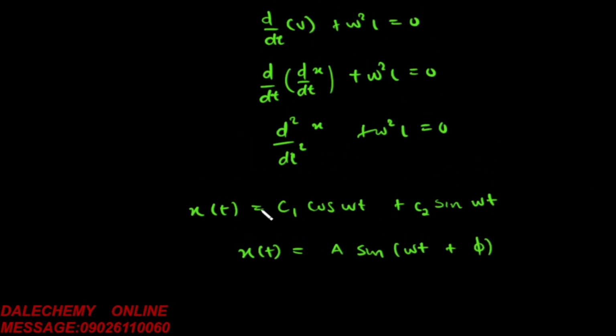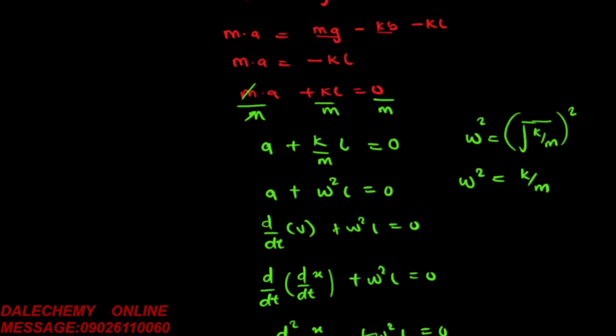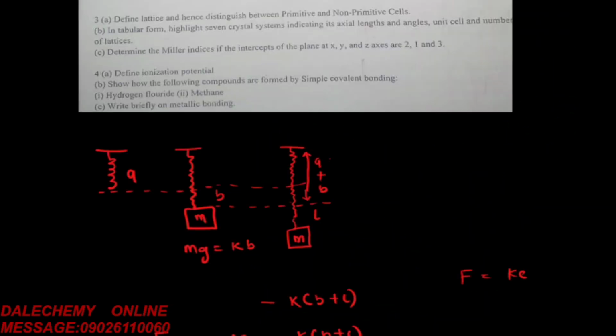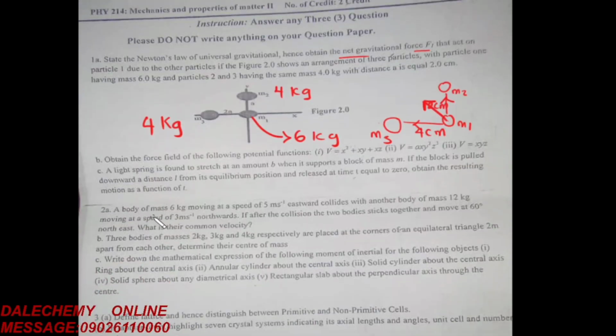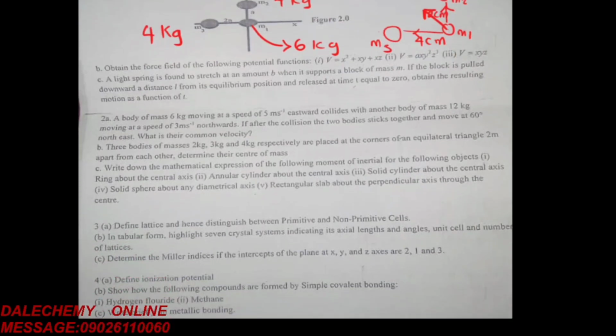So you might just simplify it further at t equals 0 and you get your answer, but this is the general equation that you're supposed to get. So that's going to be the end for that first question. Now for the second question, a body of mass m, mass 6 kg, moving at this speed eastward.